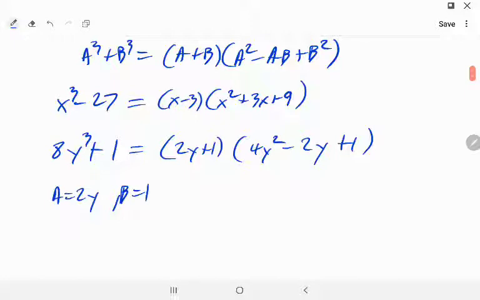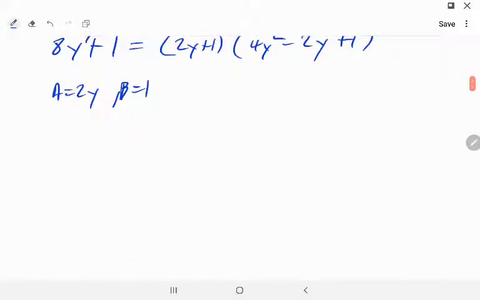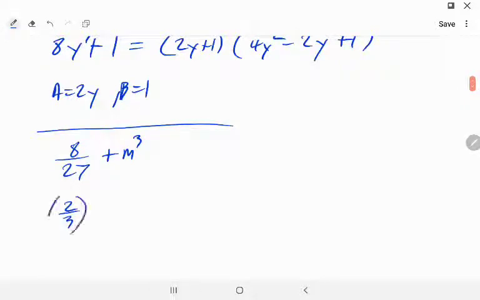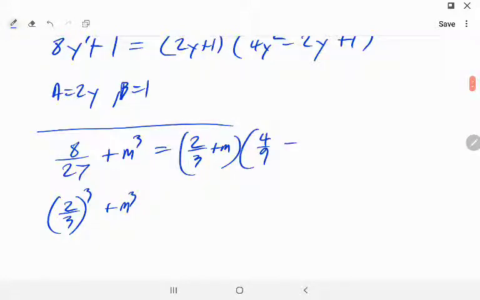We'll try one more. If we looked at, oh, that's a neat one, 8/27ths plus m cubed, we notice that we have 2/3 being cubed plus m getting cubed, and so we're going to get 2/3 plus m, and then we're going to get 2/3 squared is 4/9 minus 2/3 of m plus m squared.